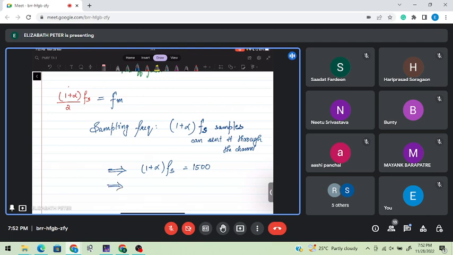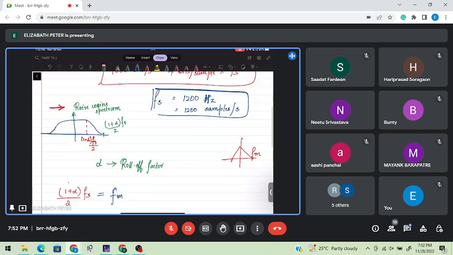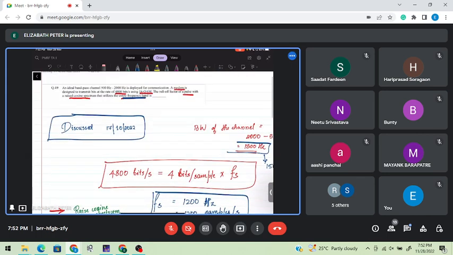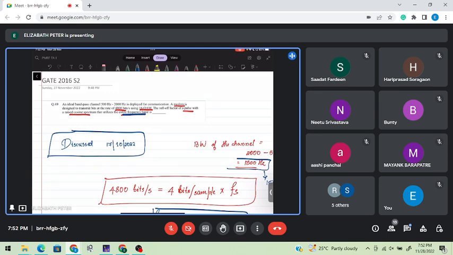So fs I know, that is 1200. So this I will get as 5 by 4, so alpha I will get as 1 by 4. So 0.25 is the roll-off factor that I should use in the raised cosine, so that I will utilize the entire channel bandwidth.